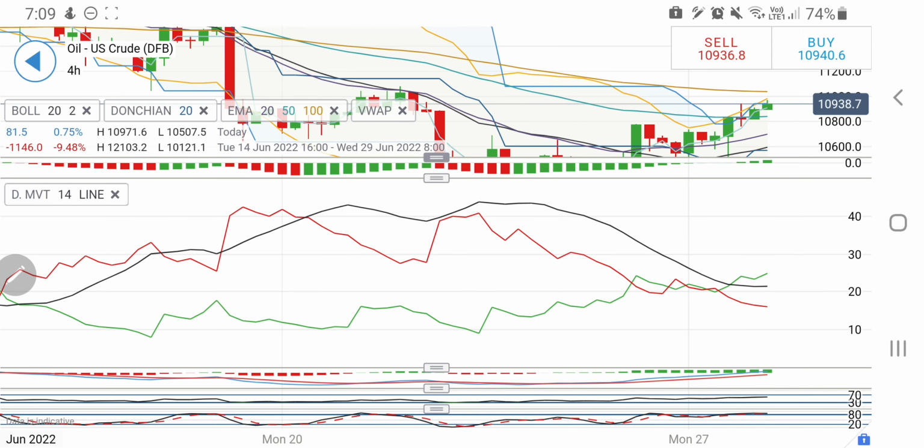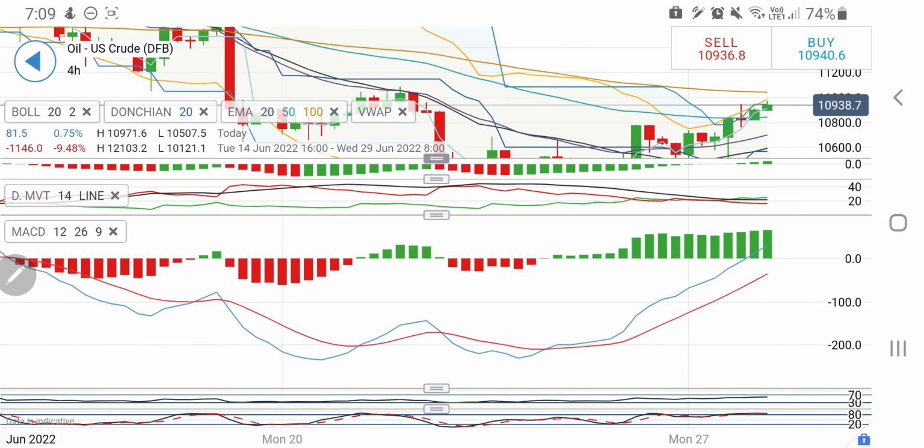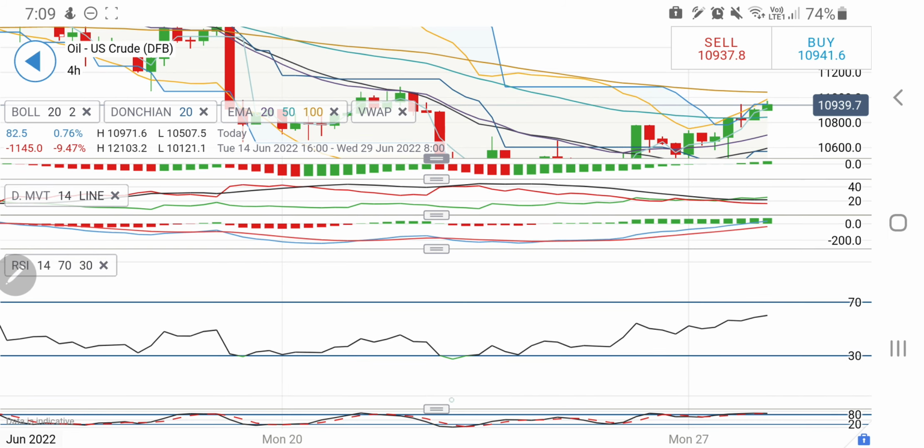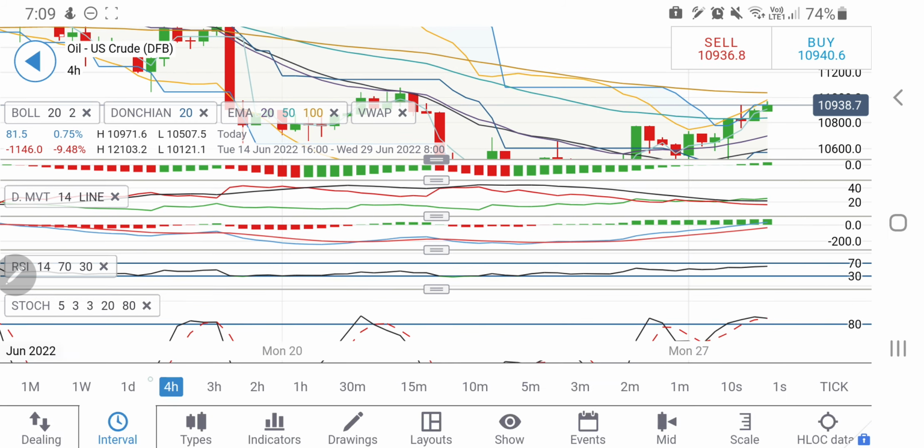It may see some more highs there. Directional movement is bullish here, divergent. MACD is also bullish here, divergent. RSI sloping upwards. Stochastic is overbought.